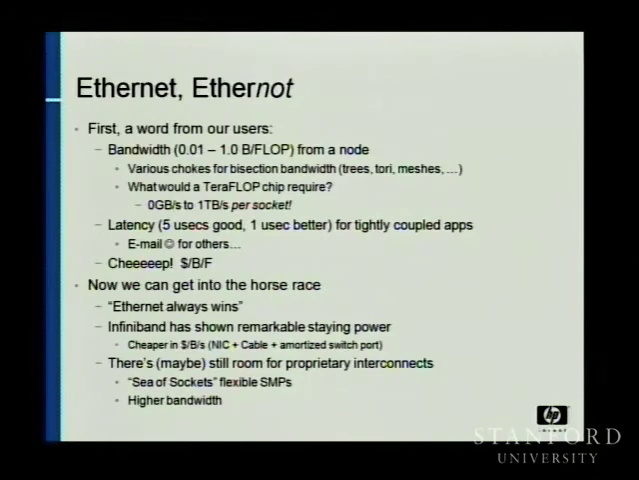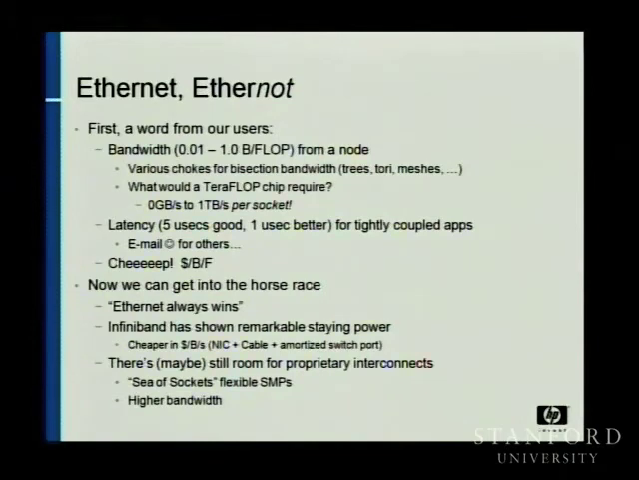So latency in general, 5 microseconds is good for a lot of folks. 1 microsecond is a lot better, and Infiniband is basically at the 1 microsecond level. That's user process to user process. So that's running MPI. Latency is about a microsecond these days. And the other requirement that customers have is that all they care about is dollars per bytes per second.